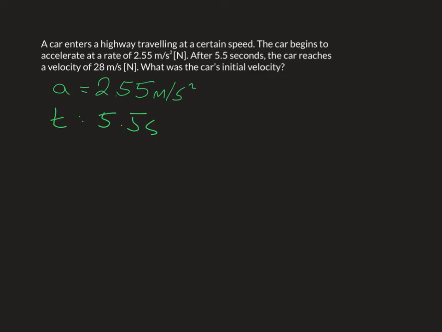Then it says, what was the car's initial velocity? Perfect. So we know that this is telling us final velocity because it says it reaches that. So it reaches a velocity of this. Good clue that it's our final velocity. And then it's asking for initial velocity. So obviously the one velocity it's telling us is our VF. So VF is going to be 28 meters per second. And VI is what we're trying to find out.